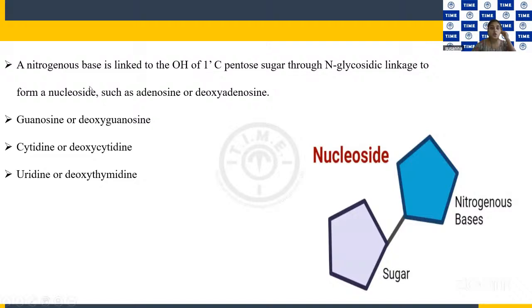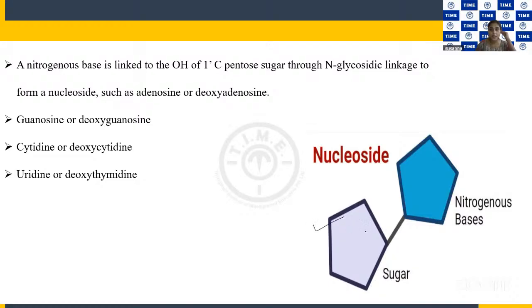A nitrogenous base is linked to the OH of the first carbon of pentose sugar through N-glycosidic linkage to form a nucleoside such as adenosine or deoxyadenosine. So when you study the structure of a nucleotide, we have the pentose sugar, our 5-membered ring.